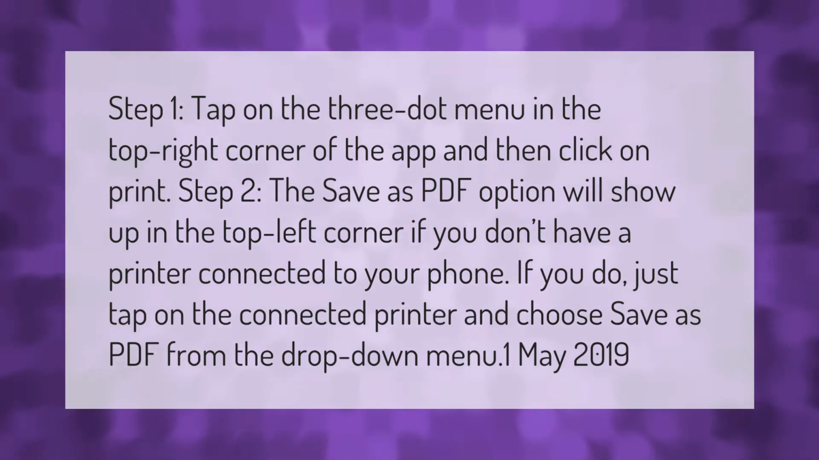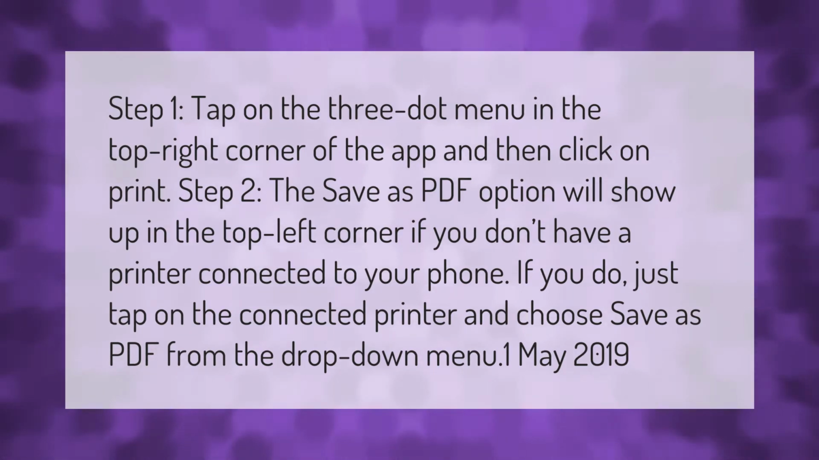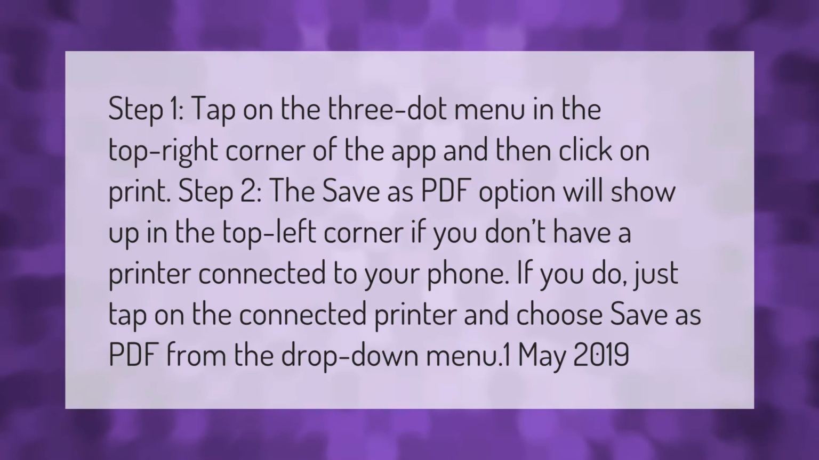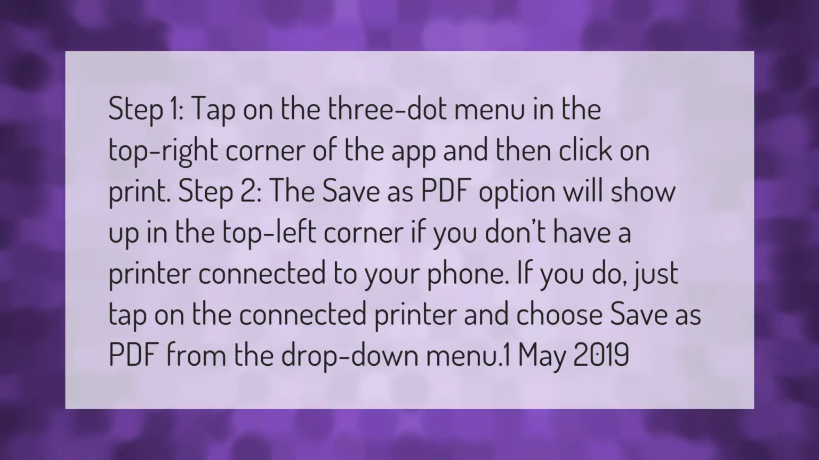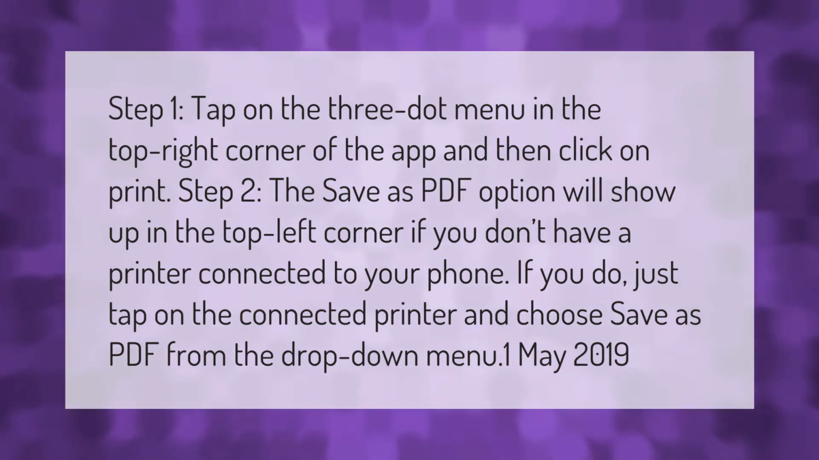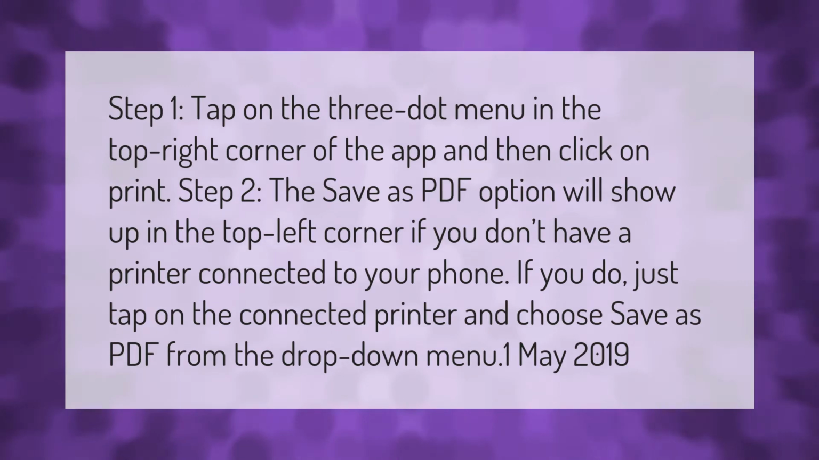Step 1. Tap on the three-dot menu in the top right corner of the app and then click on Print. Step 2. The Save as PDF option will show up in the top left corner if you don't have a printer connected to your phone. If you do, just tap on the connected printer and choose Save as PDF from the drop-down menu.